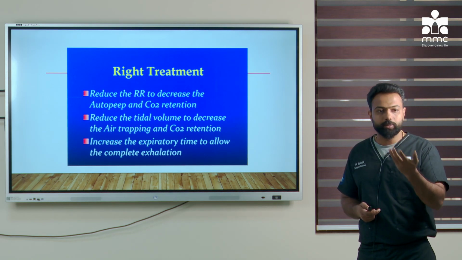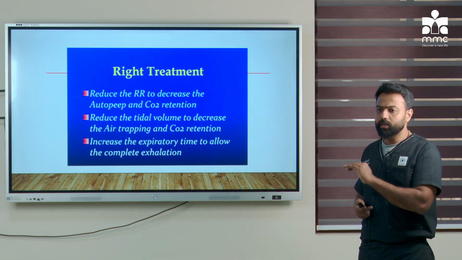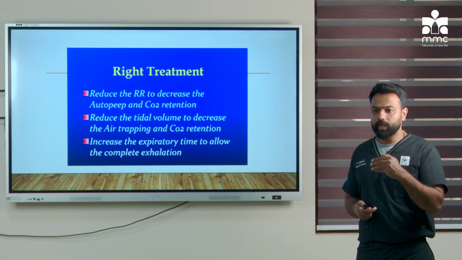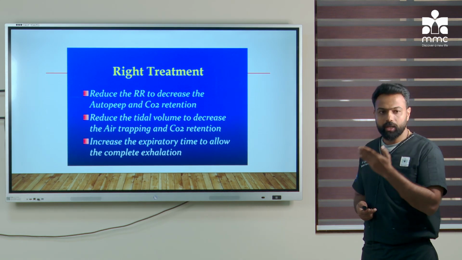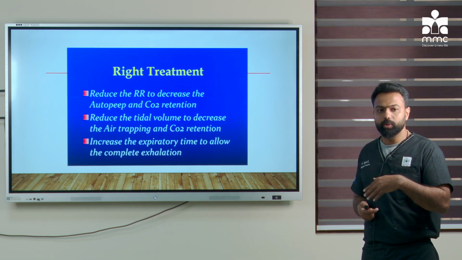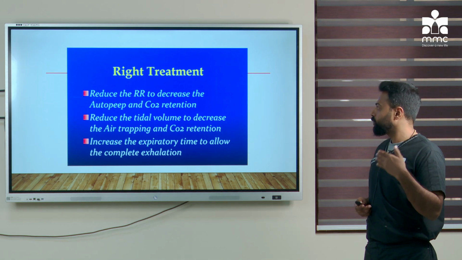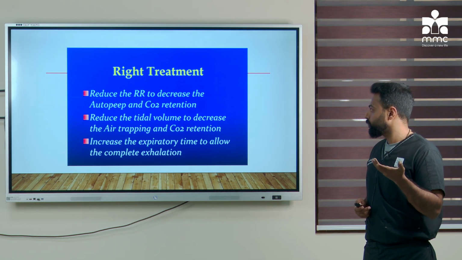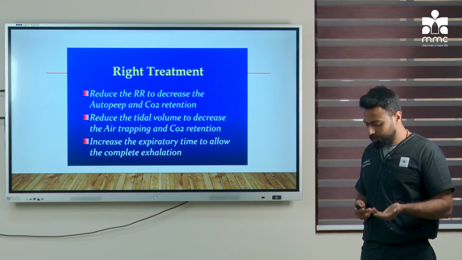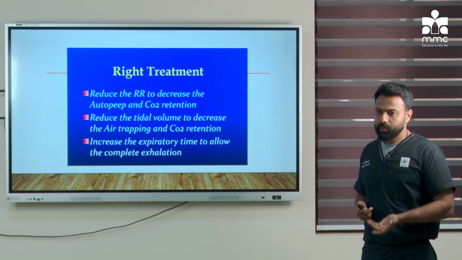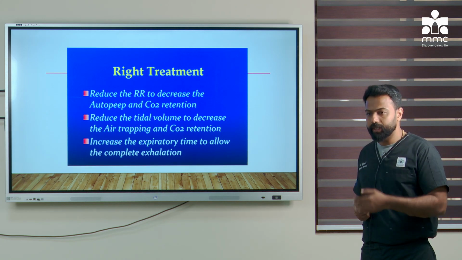Then you have to increase the respiratory rate to increase the minute ventilation to cause the carbon dioxide washout. But in this scenario, the patient is having bronchial asthma, so the expiratory portion is affected. So you have to promote the carbon dioxide washout by decreasing the respiratory rate, and you have to increase the expiratory time also, for giving a complete exhalation time. Then you reassess the ABG after 1 hour, and you will get a good value.